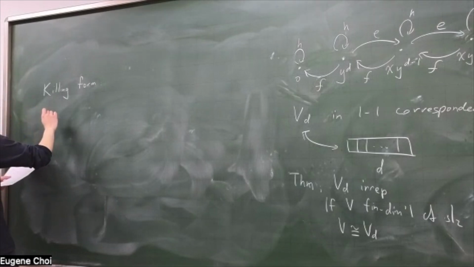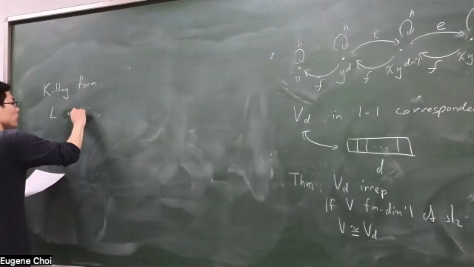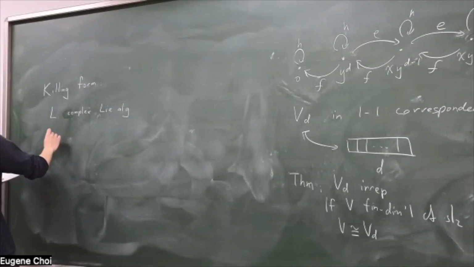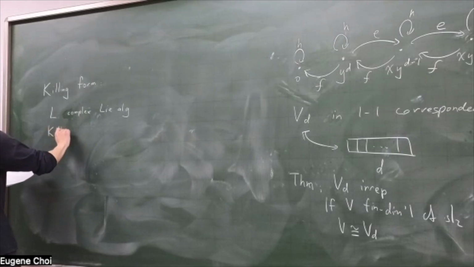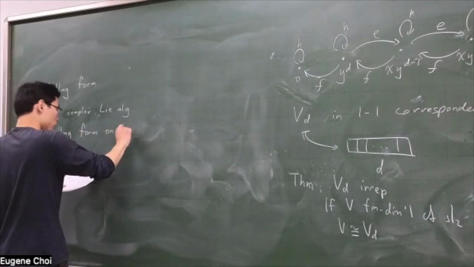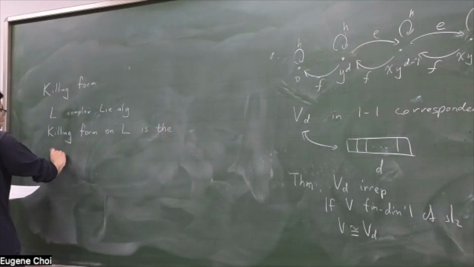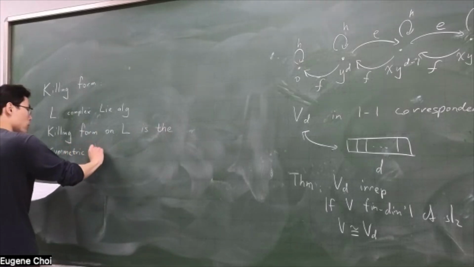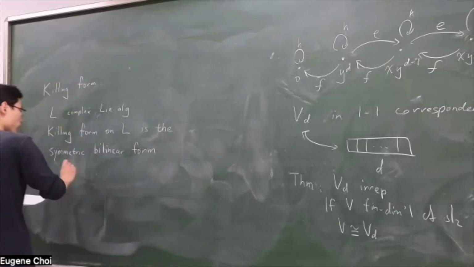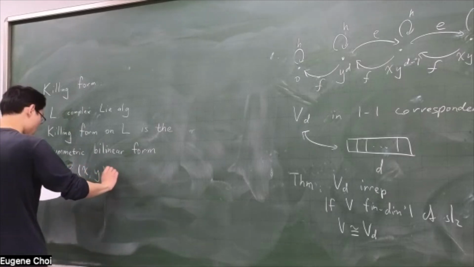So L is a complex Lie algebra, namely an algebra over C, and then the Killing form on L is the symmetric bilinear form defined by this expression. It is denoted as kappa, for any elements x, y.